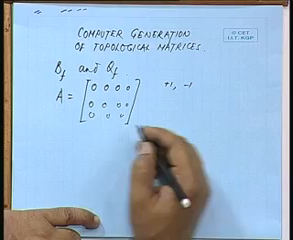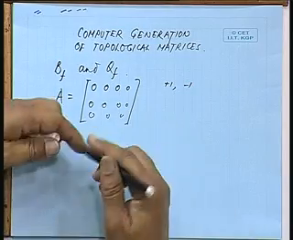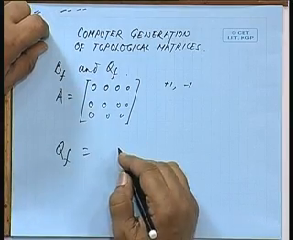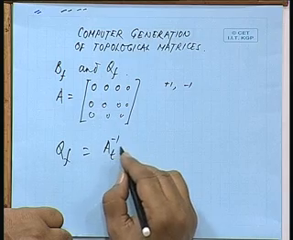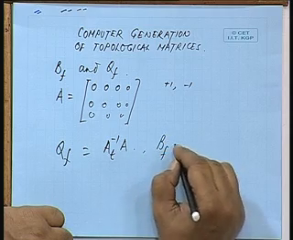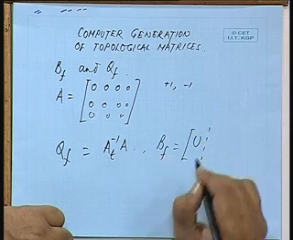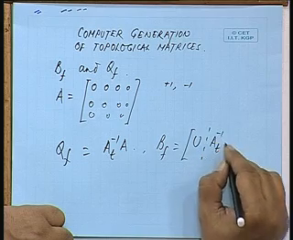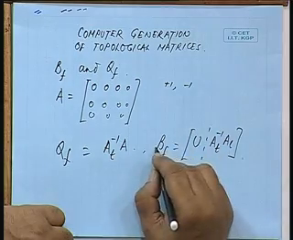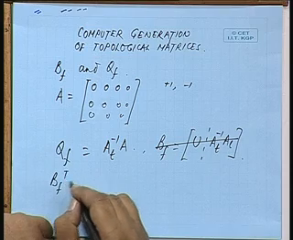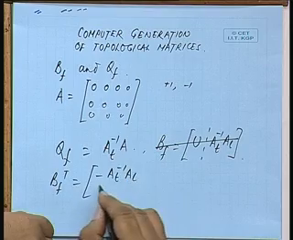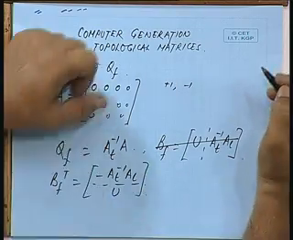Now for QF, if you remember, it is AT inverse into A, and BF was a unity matrix and AT inverse AL. Sorry, BF transpose was minus of AT inverse AL and a unity matrix. All right.